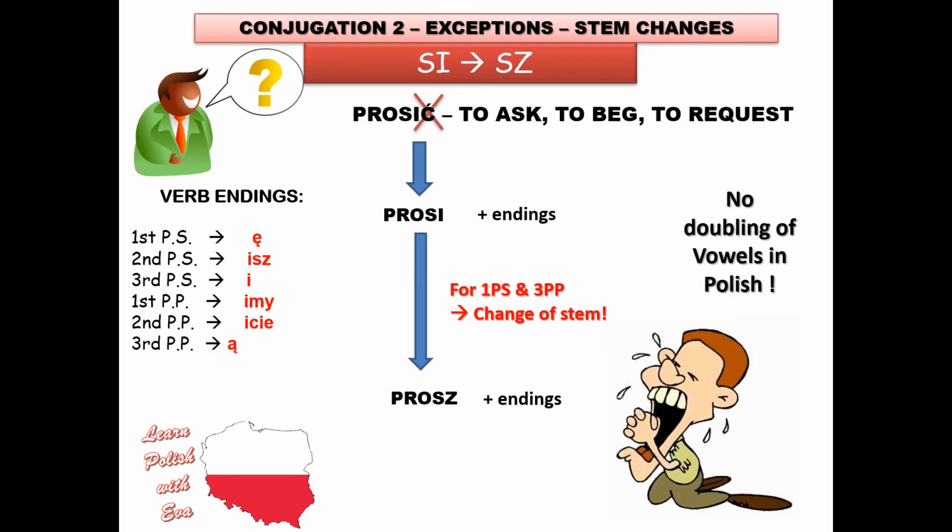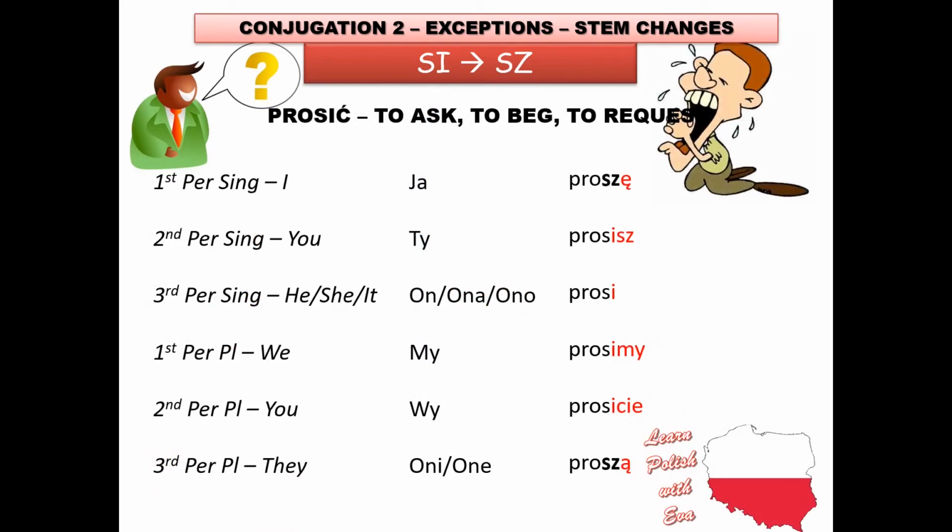We do have to remember that there is no doubling of vowels in the Polish language. So whenever we see an i letter and it should be beside another i letter, it's just going to be a single i letter. Okay, and that's how the actual final verb looks. Ja proszę, ty prosisz, on, ona, ono prosi, my prosimy, wy prosicie, oni, one proszą.